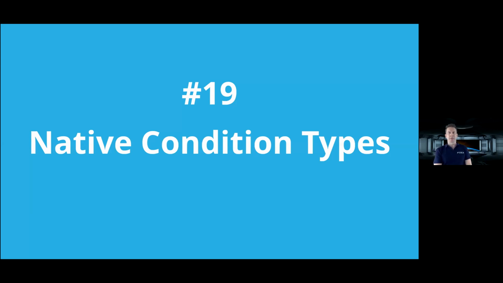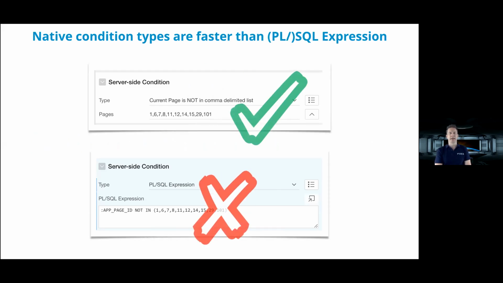Native condition types, it's tiny, but you know that, right? In any place in Apex where you can have a server-side condition, you can choose the type, and you can either use one of the predefined types. That's an example of current page is not in comma delimited list. That's a good way to do it. The alternative you see below, you can achieve the same result as a PL/SQL expression.